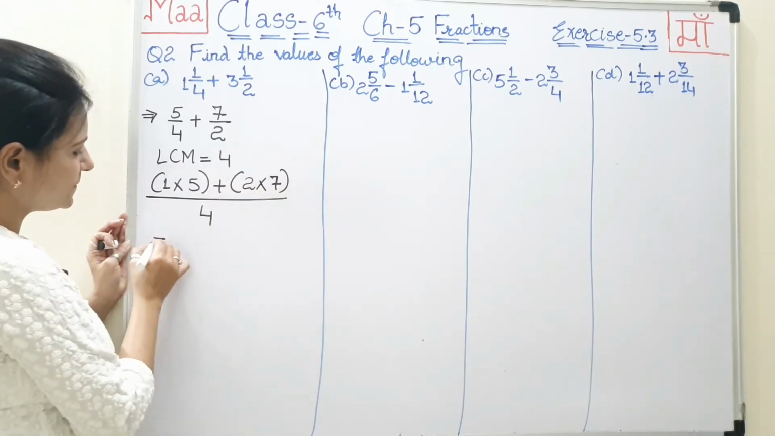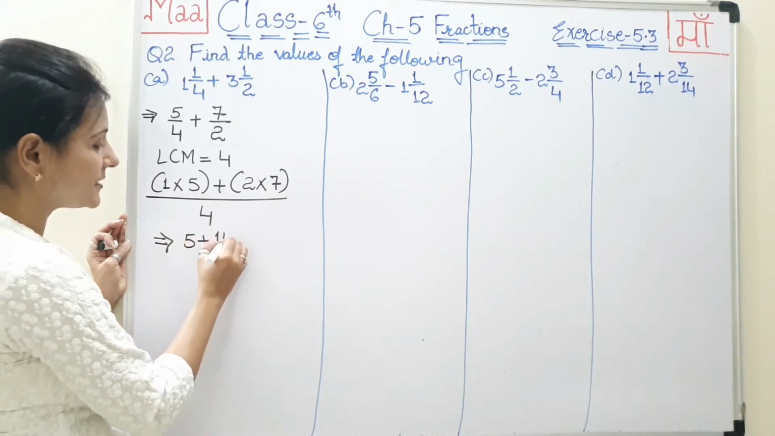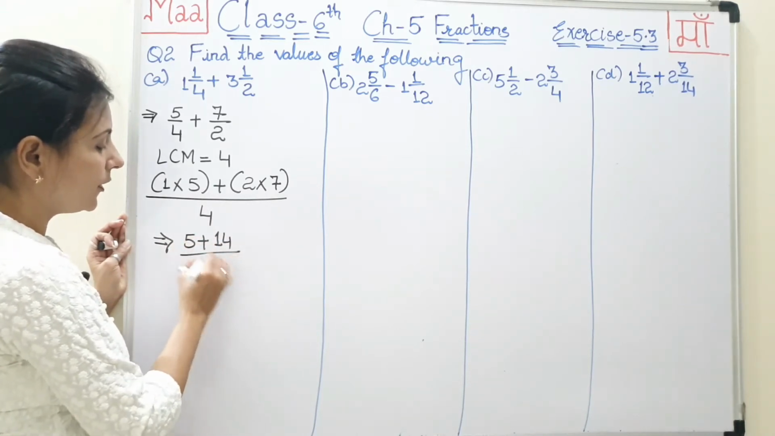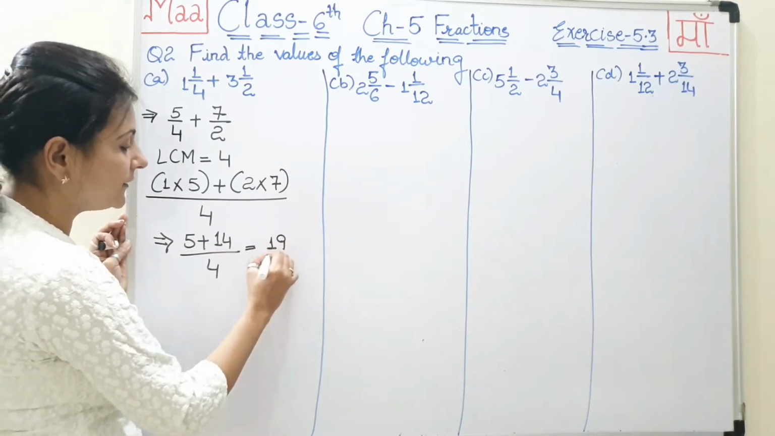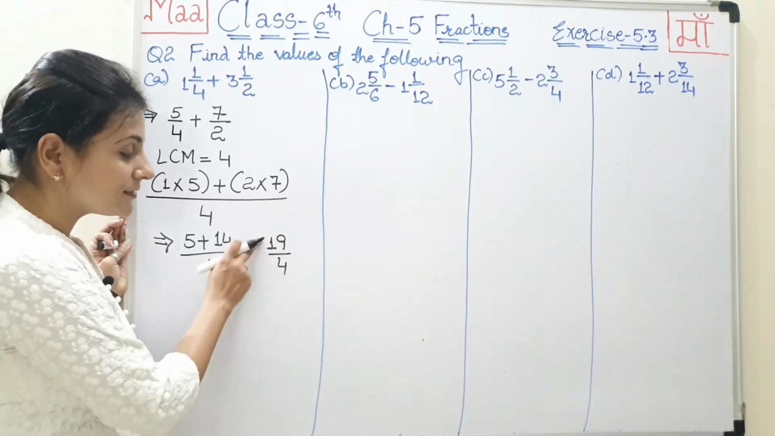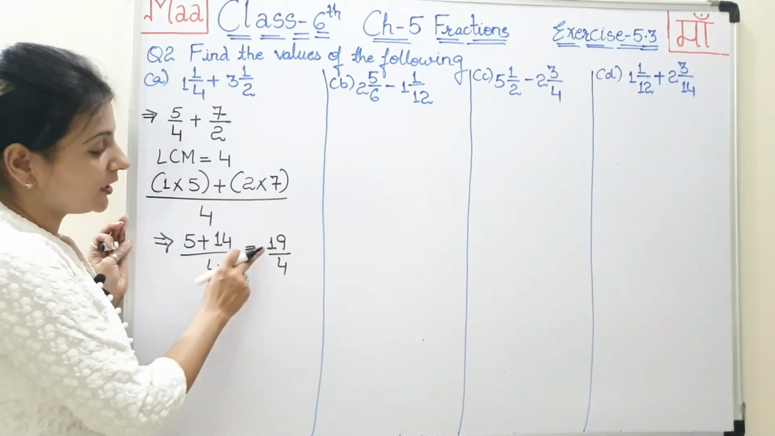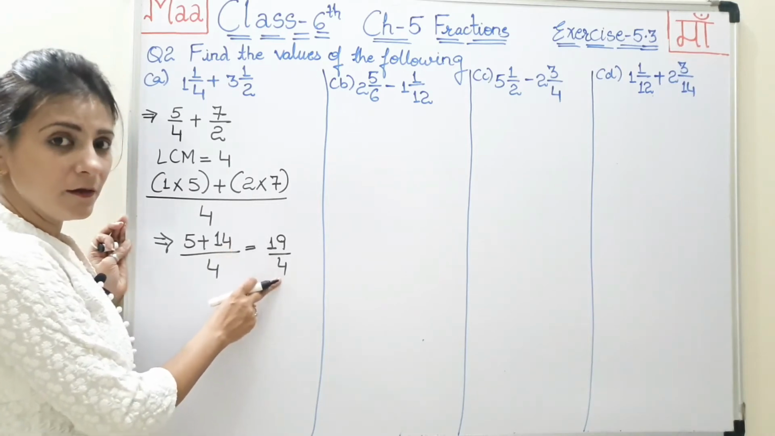Now next step, simply do the multiplication. So 5 1s are 5 and 7 2s are 14/4. Now add it. So 14 plus 5 is equals to 19/4. Here you can see students that the answer is in improper fraction. अब जो हमारे पास आंसर आया वो improper fraction में, where numerator is greater than the denominator.